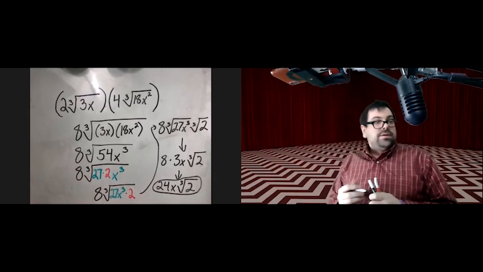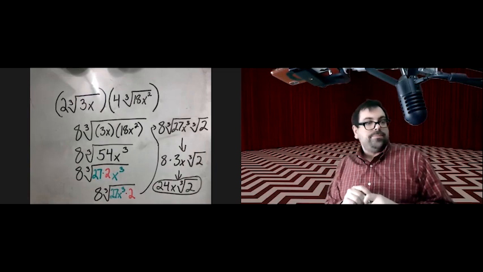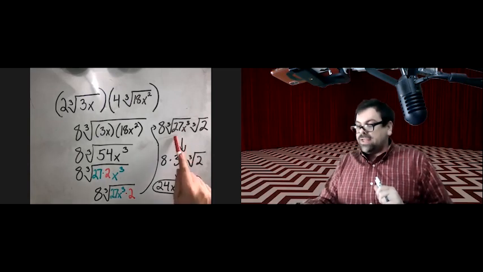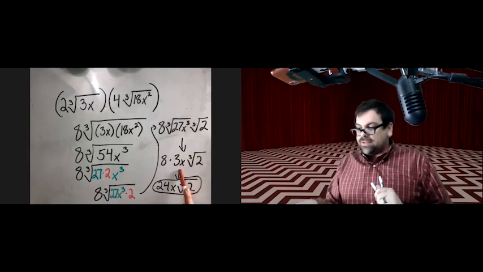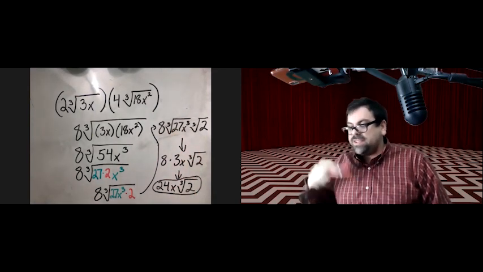Which is the answer. Why is the cube root of 27x cubed 3x? Because the cube root of 27 is 3 and the cube root of x cubed is x.